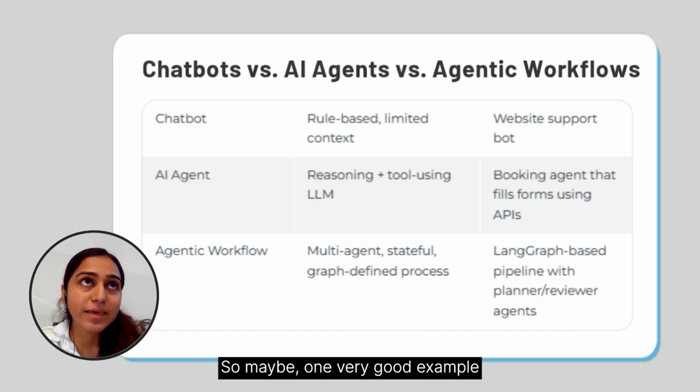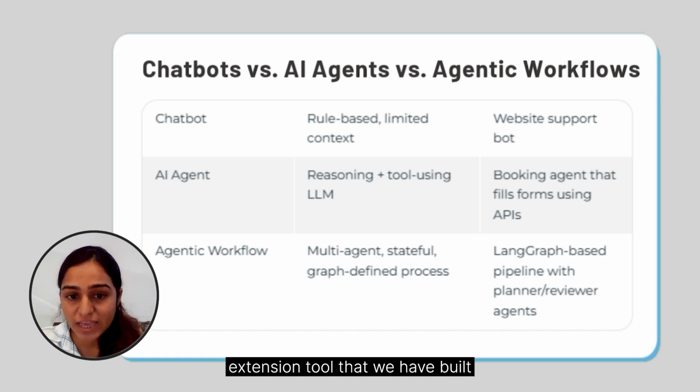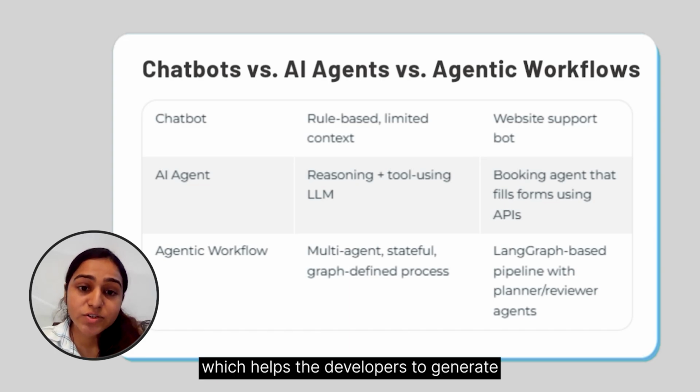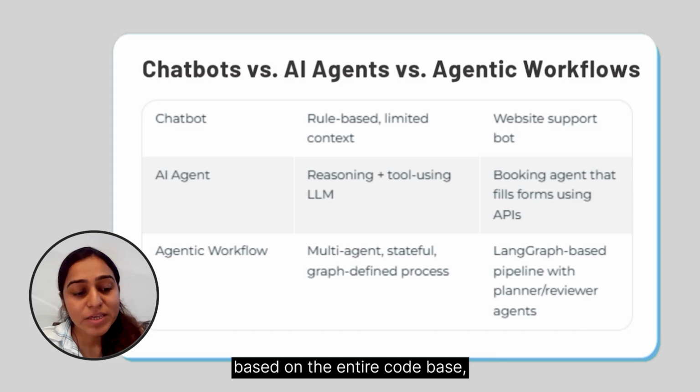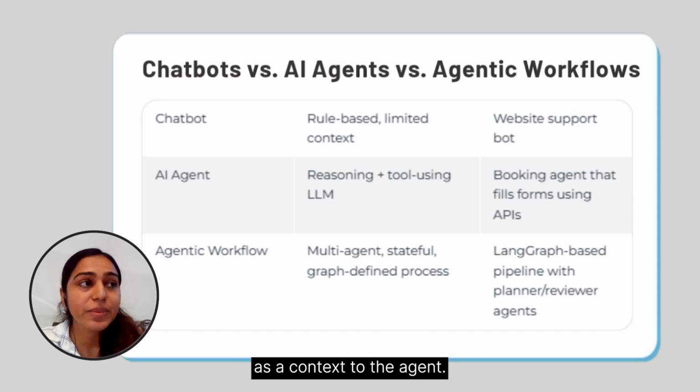So maybe one very good example I would like to share about this is an internal case study at Calsoft, which we are working on. It is named Caltia. So Caltia 2.0 is sort of an IDE extension tool that we have built, and it is entirely based on a multi-agentic architecture, which helps developers to generate test cases based on the entire code base, which is passed as a context to the agent.